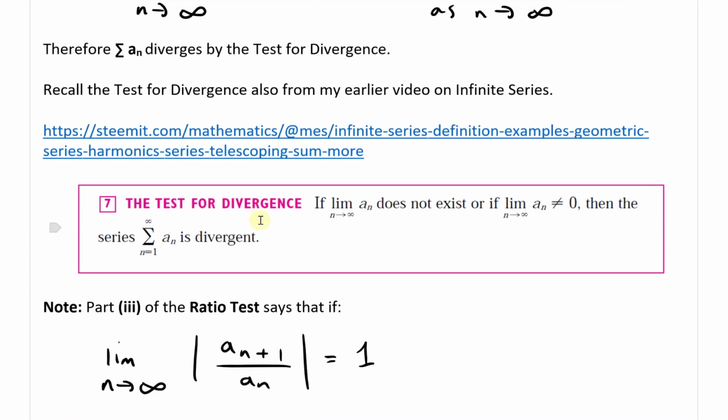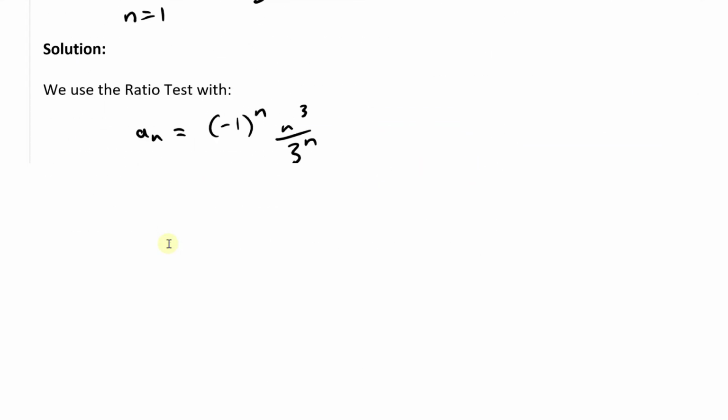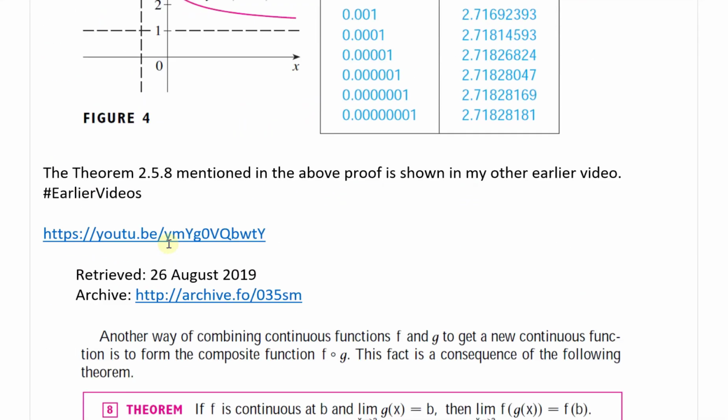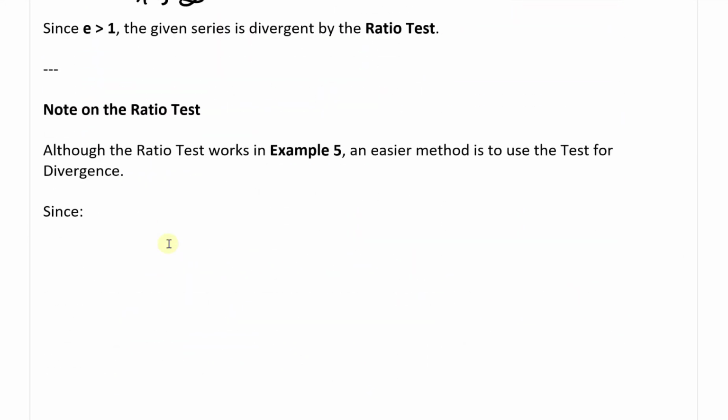Let's recall the test for divergence. If the limit as n approaches infinity of an does not exist, or if the limit does exist and is not equal to 0, then the series of an is divergent. So we could use the test for divergence instead of the ratio test. Just because we have the ratio test does not mean it's always the best, quickest, or easiest to use.